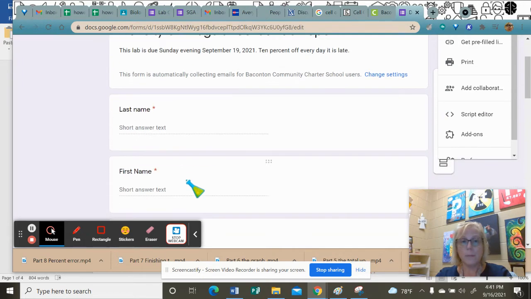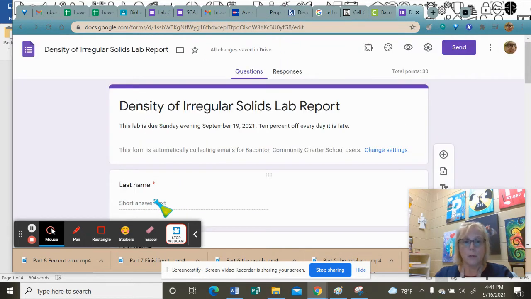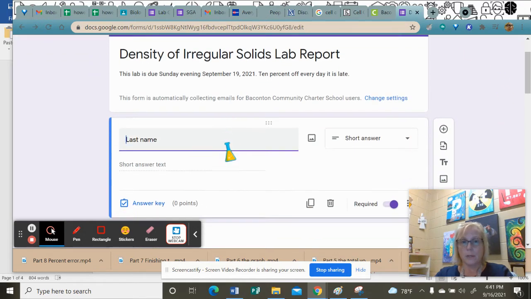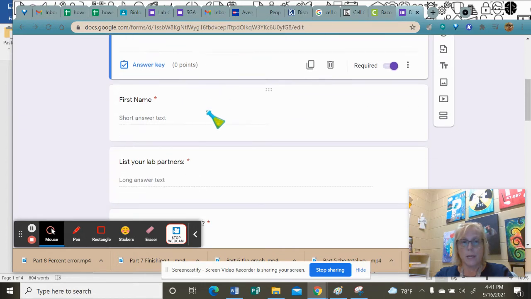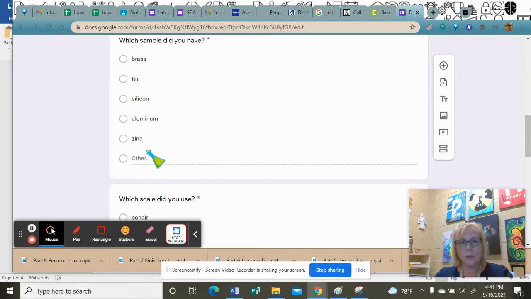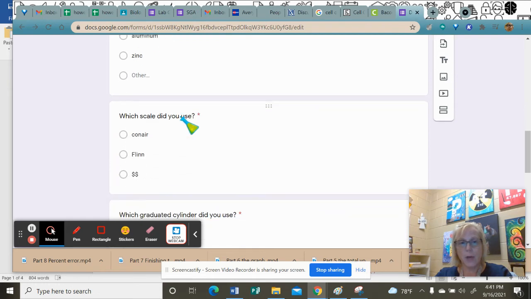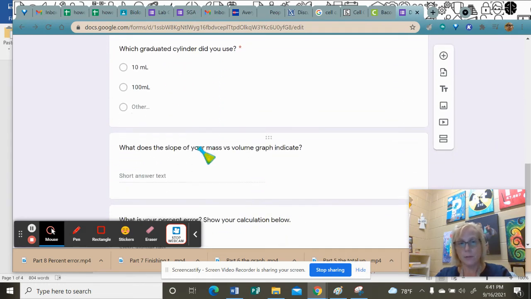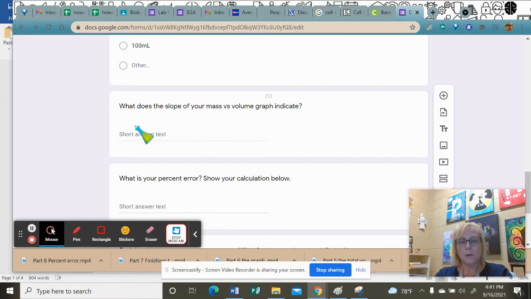So you click on it and make sure that you answer your last name, first name. You have to write down all your lab partners, and then you're going to click which one you have so that I know which one you had. You're going to tell me which scale you used, which graduated cylinder you used. Then you're going to answer the question, what does the slope indicate?